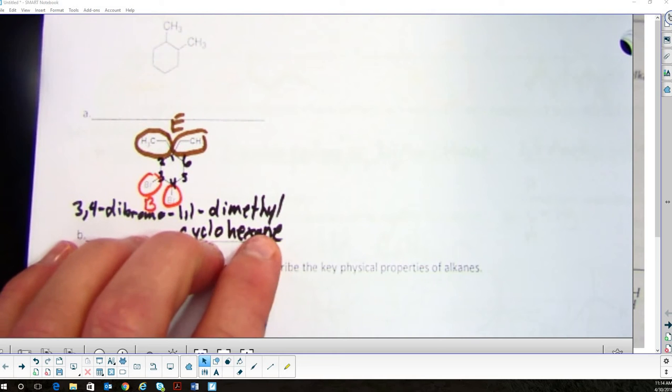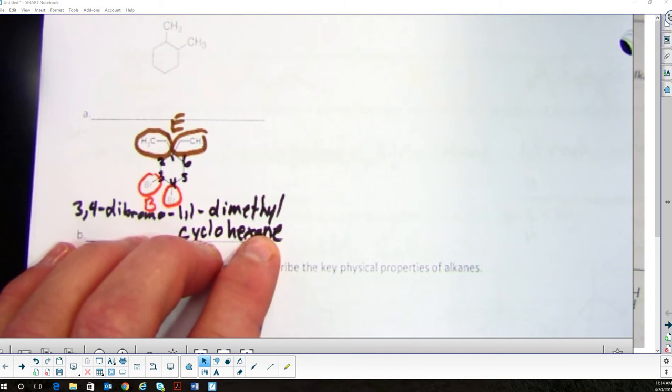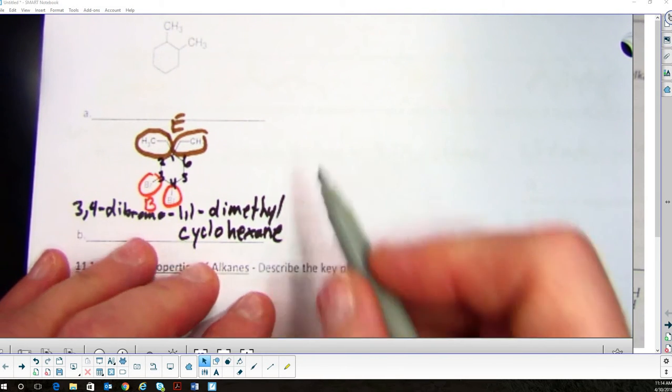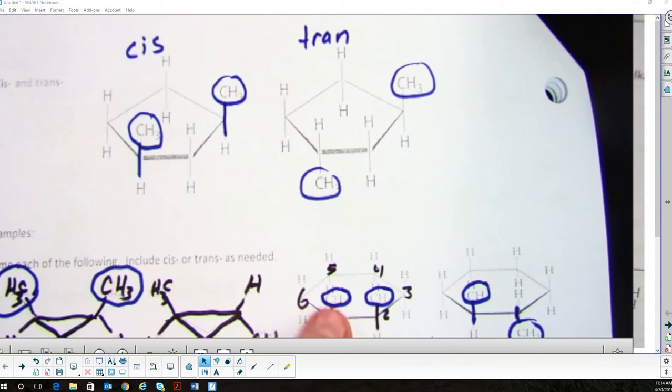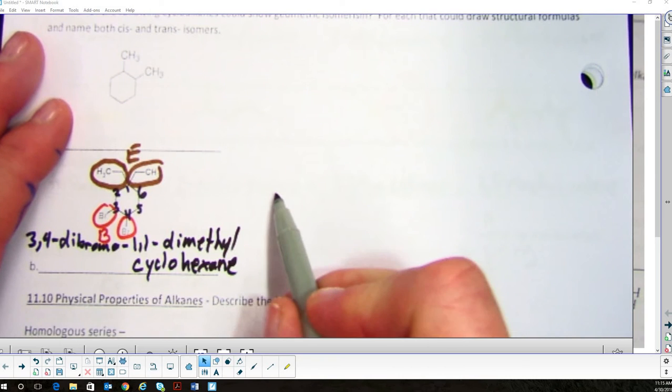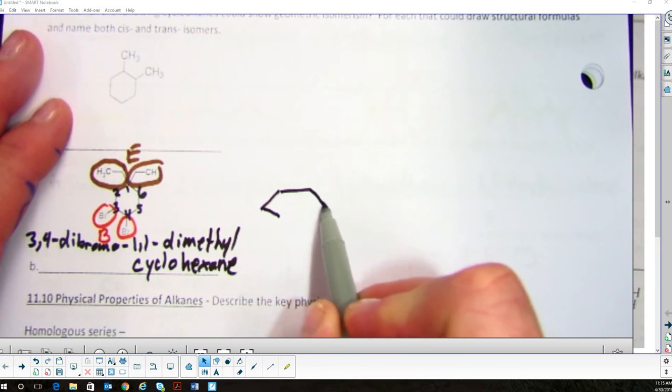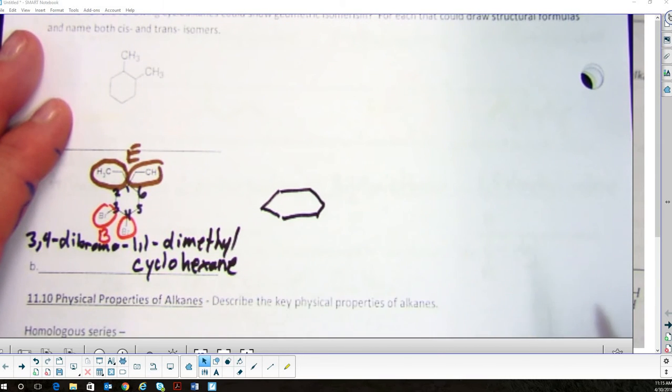Now, if we read the instructions up here, it wants to show all the geometric isomers. So I just named it right here. Now I need to show it. So with me, draw. Okay? Since it's a hexagon, we're going to do the hexagon like we had up here. So we're going to draw it down here, sideways, because sideways we can easily show what's going on.